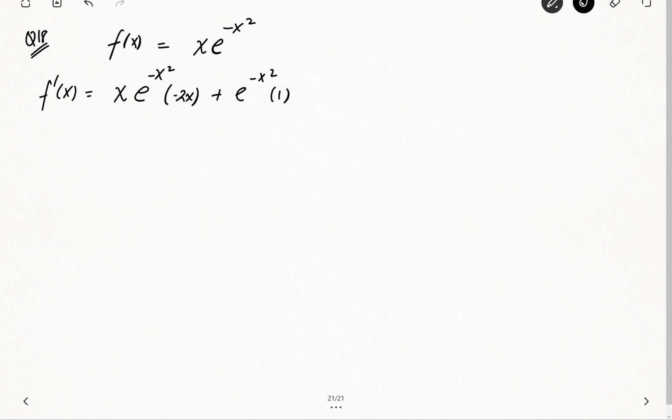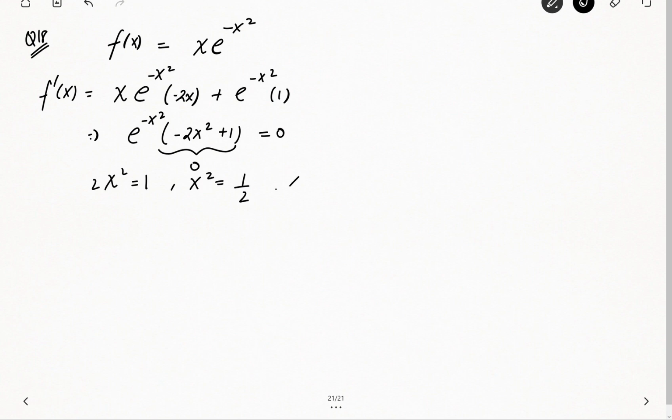When you expand and simplify it, what we get is e to the negative x squared factored out, which leaves you with negative 2x squared plus 1. And this must be equal to 0 to find the critical points. When you put it equal to 0, the exponential can never be 0, so we're only looking for this factor to be equal to 0. So 2x squared must be equal to 1, which gives us that x squared must be equal to 1 over 2. So x, we got two possible values: plus or minus 1 over square root of 2. So I'm just going to make it nicer again.